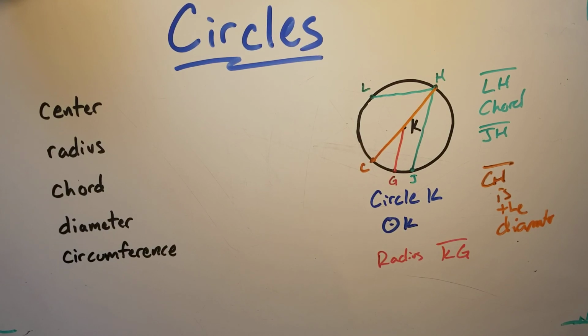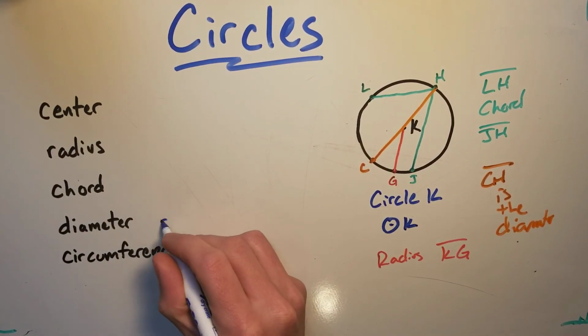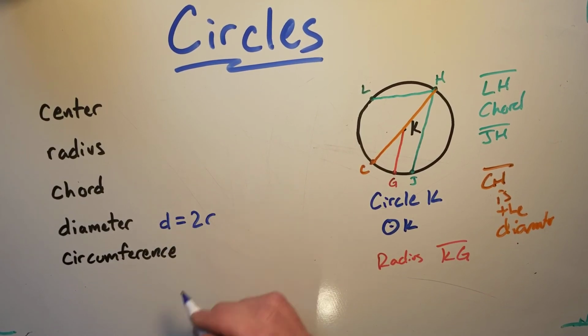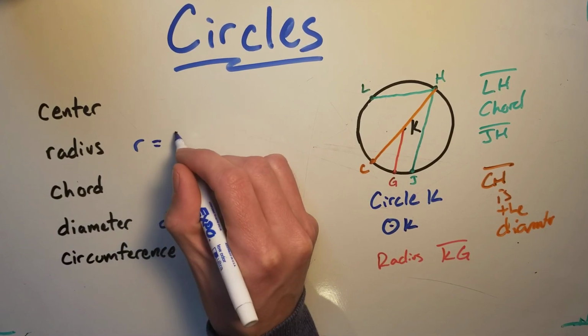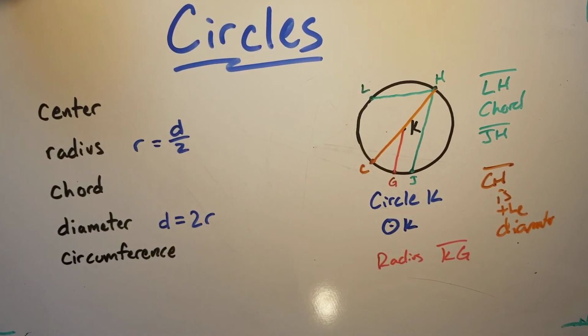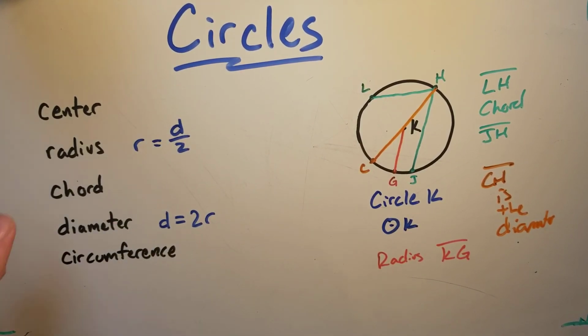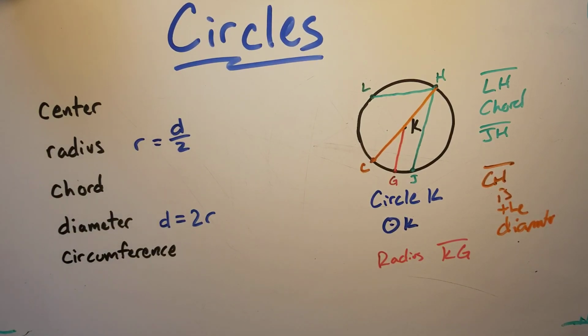Now the diameter has a very special relationship. The diameter is equal to 2 times the radius. Or you could also say the radius is equal to the diameter divided by 2. The diameter and radius are very special. They relate to one another. Diameter is twice the radius. Radius is half of the diameter.